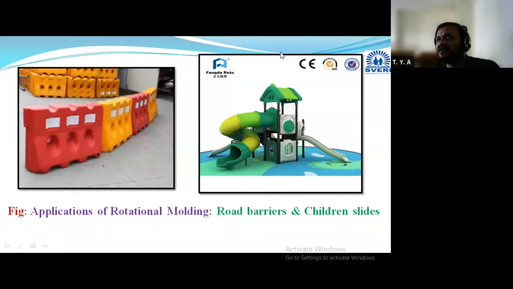From the next session, we will start the welding of plastic materials.